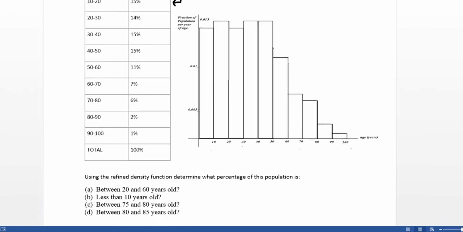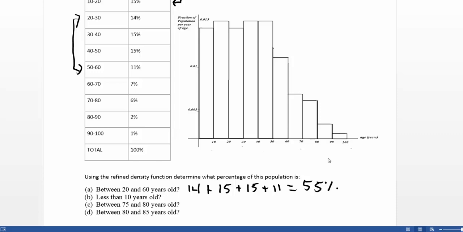Using the refined density function, determine what percentage of the population is between 20 and 60 years old. So as a reminder, when we were looking at example 1, we found this to be 55%. If we look at what's happening here, and we're looking at 20 to 60 years old, we have to include all the different intervals that span from 20 to 60. So here, that's going to give us 14% for the 20 to 30-year-olds, plus 15%, plus 15%, plus 11%. And when we add that all up, we get 55% of the population.